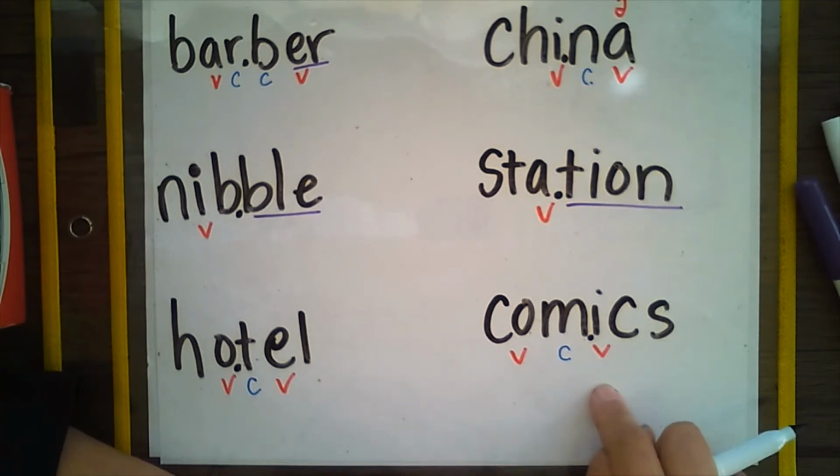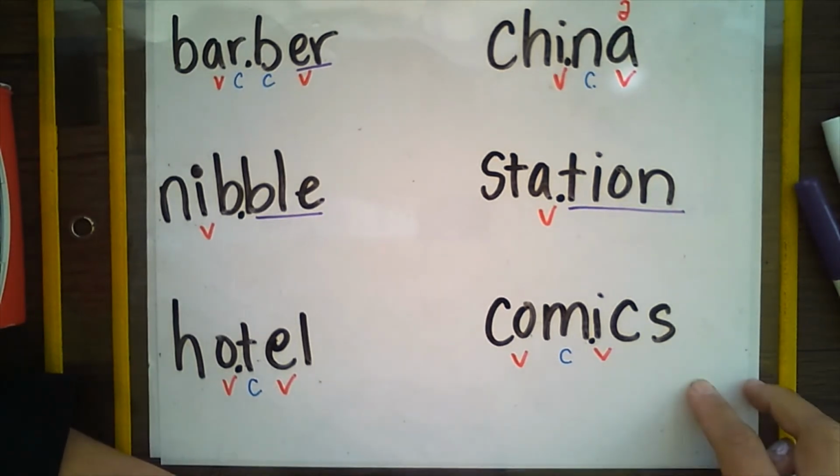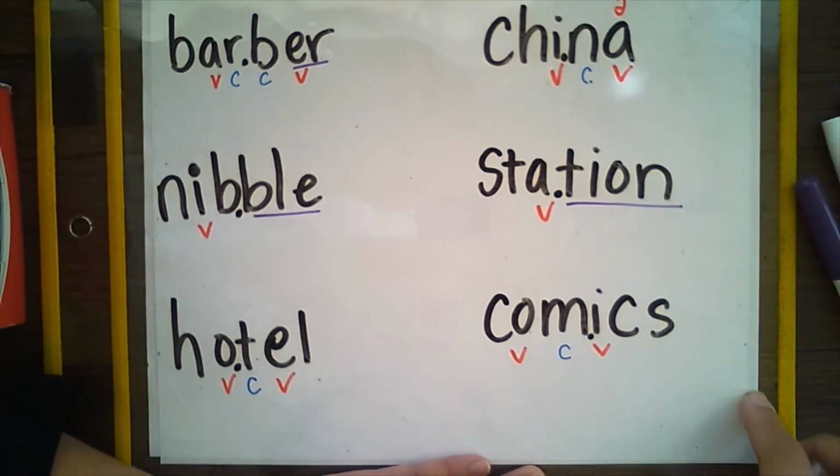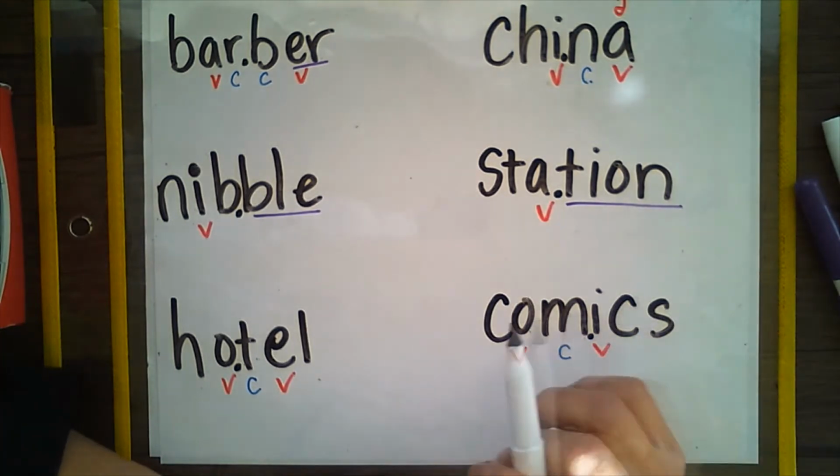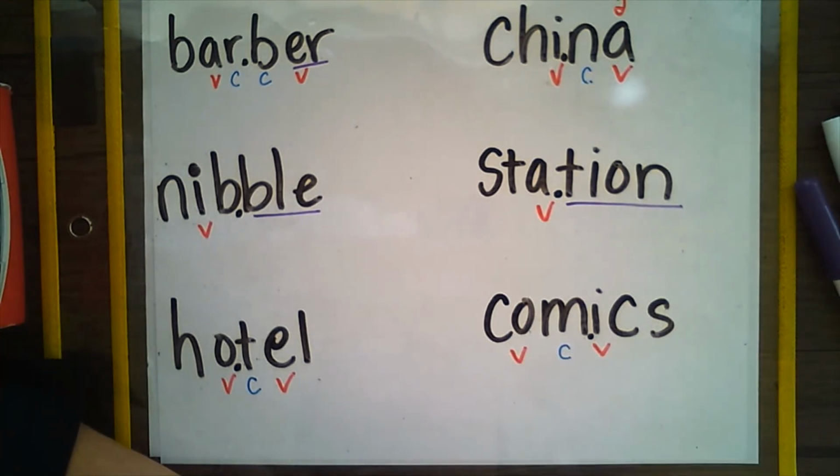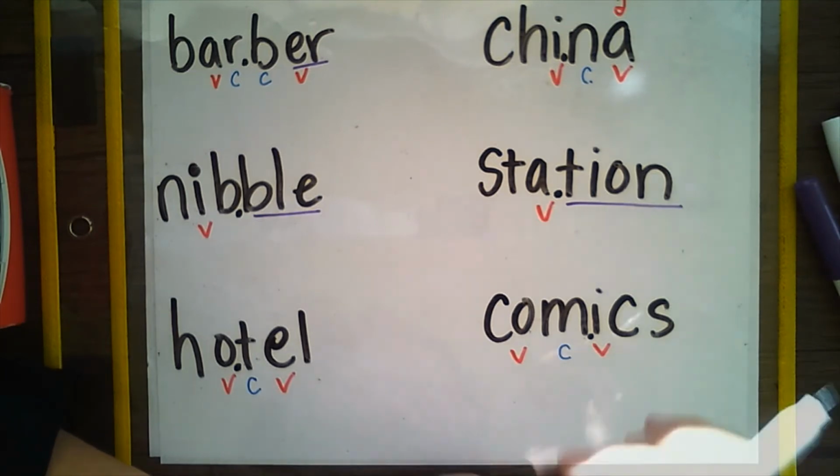First syllable, com. Second syllable, ix. Try for the real word, comics. Oh, my friends, I'm hearing comics. I'm hearing that.